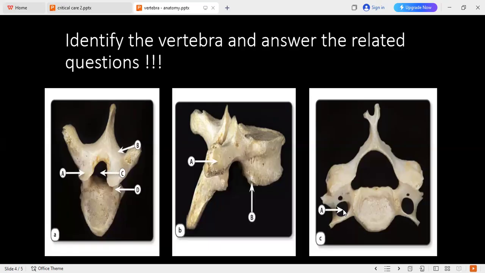Please tell me at what level the vertebral prominence starts? Vertebral prominence, C7. C7, very good. And at what level does the vertebral artery enter the foramina transversaria? C6. C6, very good.